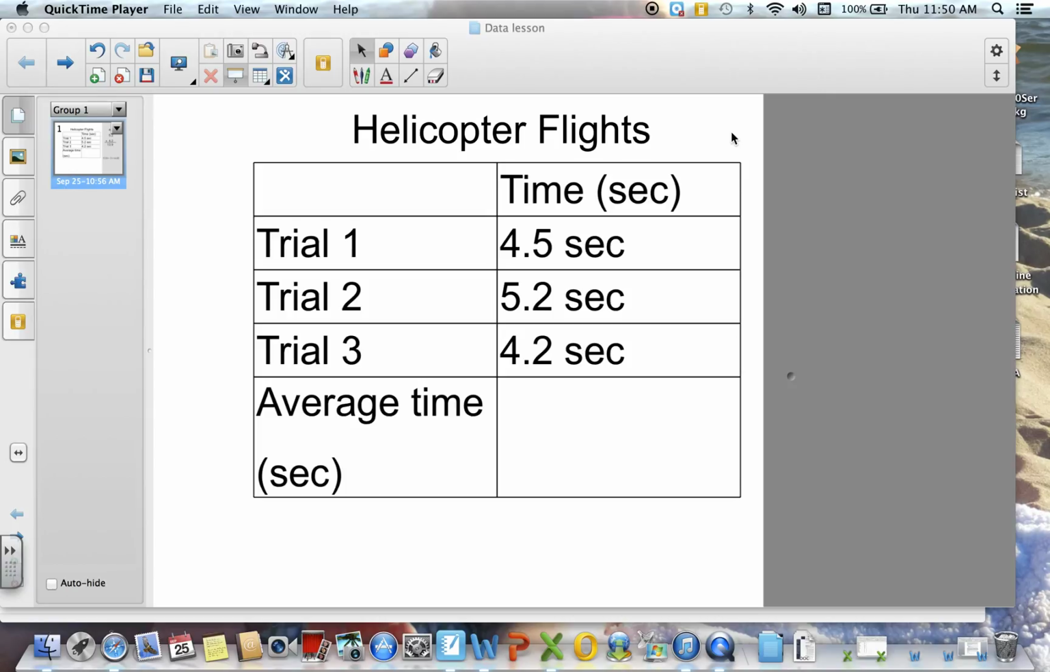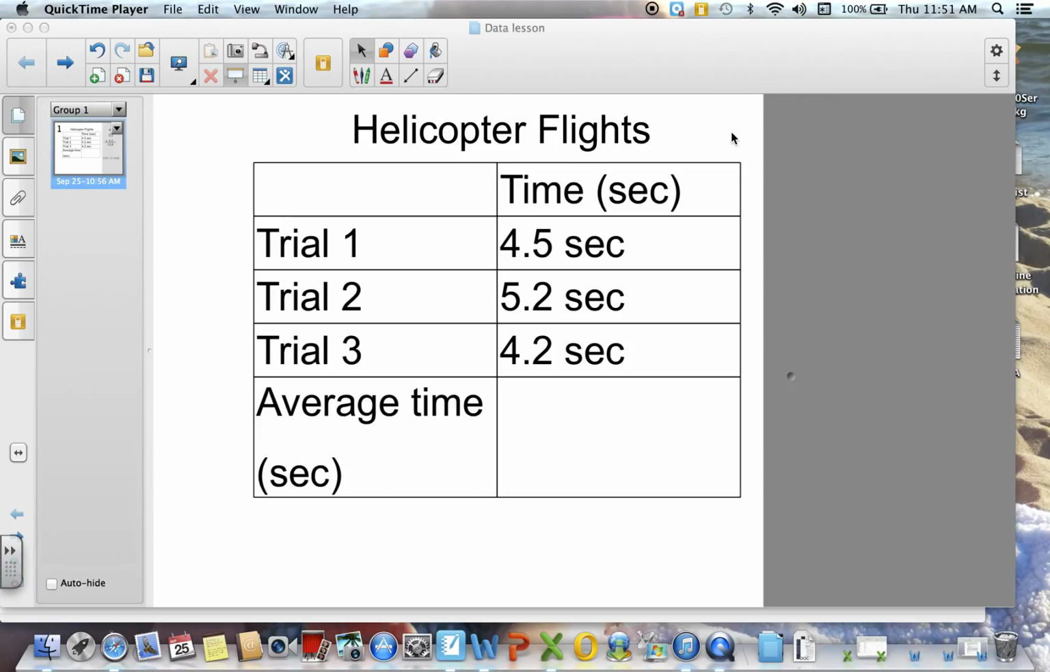Today we're going to talk about how we look at data and different important aspects of making sure we do the best job we can when collecting data. The first thing that's really important to remember is that you have to be accurate. That means what you enter in your data table or chart or graph has to be correct.